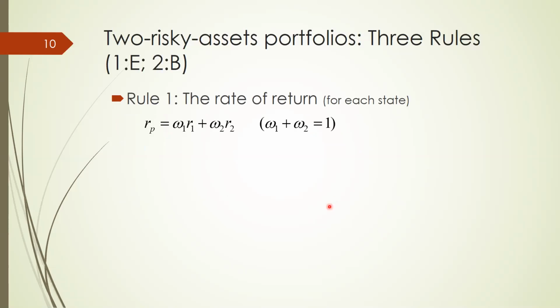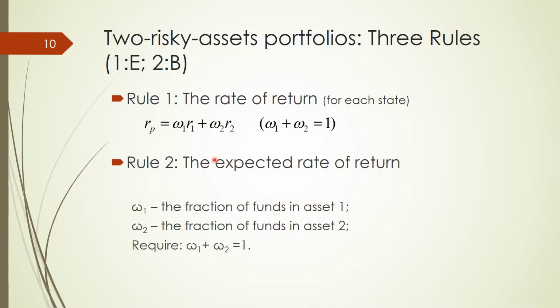In this two risky asset portfolio, we have three rules or three equations. Here we use 1 to denote equity and 2 to denote the bond. Rule 1 says that for any given state of the economy, the rate of return of the portfolio is a weighted average of the two returns of the assets. Rule 2 says that across all states of the economy, the expected return of the portfolio is equal to the weighted average of the two expected returns.